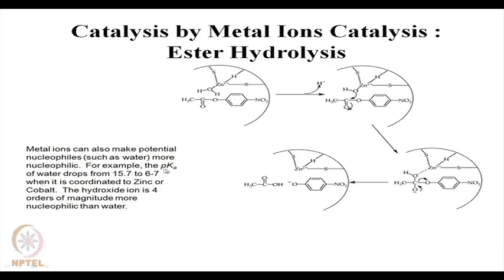Okay. For example, the pK of water drops from 15.7 to 6 to 7 when it is coordinated to zinc or cobalt, and the hydroxide ion is 4 orders of magnitude more nucleophilic than water. Okay. So, because of this hydroxide ion formation, it is highly nucleophilic compared to water, because it has got high negative charge density on oxygen. So, therefore, it will act as a good nucleophile compared to water, of course.